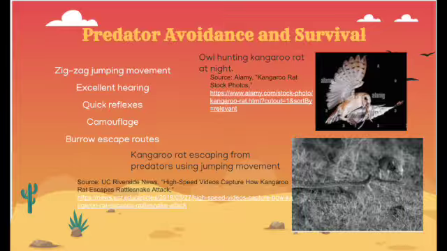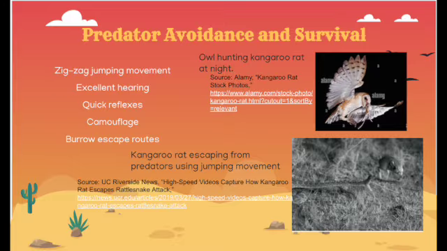Kangaroo rats use zigzag jumping movement to make them difficult for predators to catch. They also have excellent hearing and fast reflexes that help detect danger quickly. The owl image shows one major predator of the kangaroo rat. The second image shows a kangaroo rat escaping from predators using rapid jumping movement. National Geographic described kangaroo rats as being able to, quote, "escape rattlesnakes by kicking during attacks," end quotations.